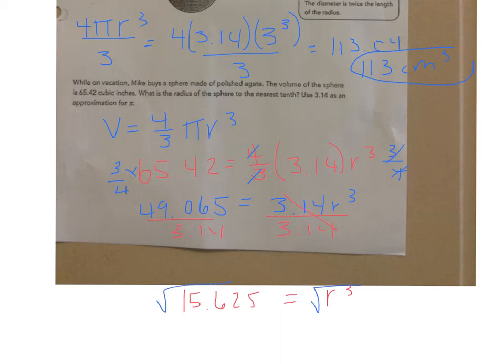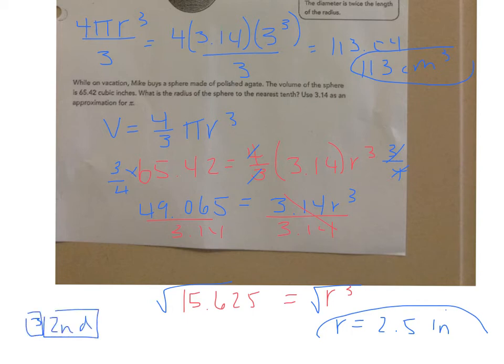And remember, you have to hit second function, caret. So what you're going to do is plug in the 3 first, then hit second function, caret, and then put in the 15.625. And then you get your answer, which is r equals 2.5 inches. Again, plug in the 3, hit second function, hit the caret, plug in 15.625, hit equals, and you should get 2.5 inches.